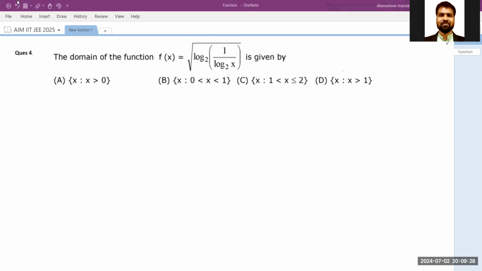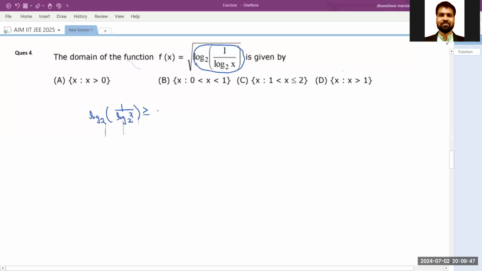Okay. See, this whole term inside the root, it means the first step is log of 2, 1 by log of x base 2. This term will be greater than or equal to 0. Is this correct? Okay. Now just remove this log. How can I remove this log? If x is there, a is there, and this term is equal to y, then if I replace this log, this x is equal to the base raised to the power y.